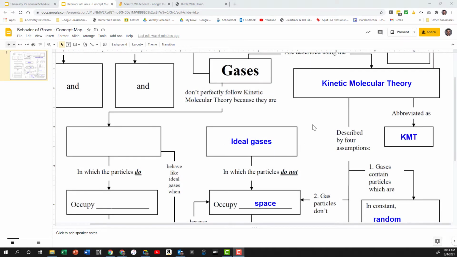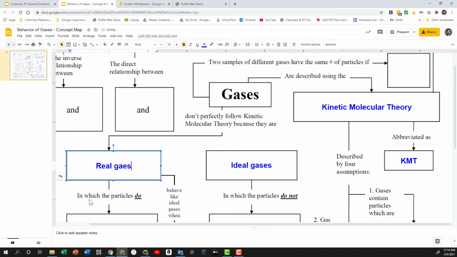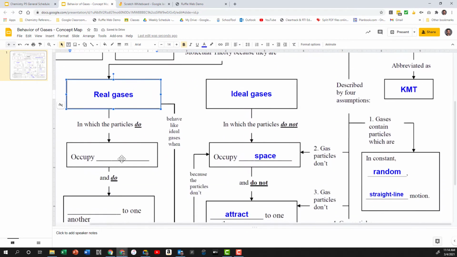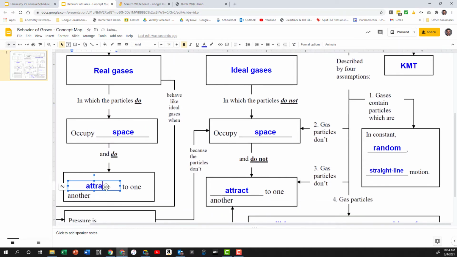All right, so I've told you what an ideal gas should act like, and that's according to the kinetic molecular theory and those four different things. But gases in the real world are not ideal gases. They're real gases. So they don't follow the kinetic molecular theory perfectly. Real gases do occupy space, and they do attract to one another.